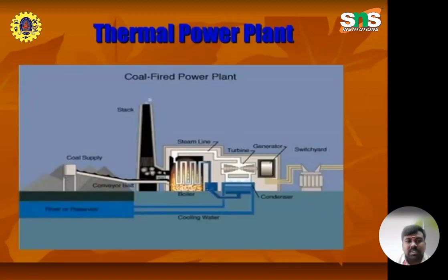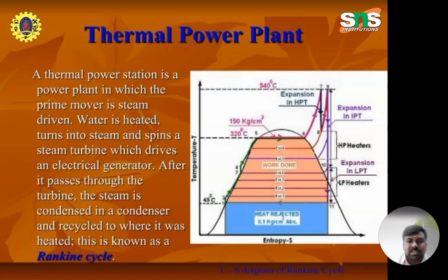So this is the layout of the thermal power plant. It is a coal fired thermal power plant. Here the coal is used as the energy source. The coal is converted into heat energy. Then the heat energy is converted into mechanical energy by using the turbine. Then the mechanical energy is converted into electrical energy by using generators. So this is the thermal power plant.